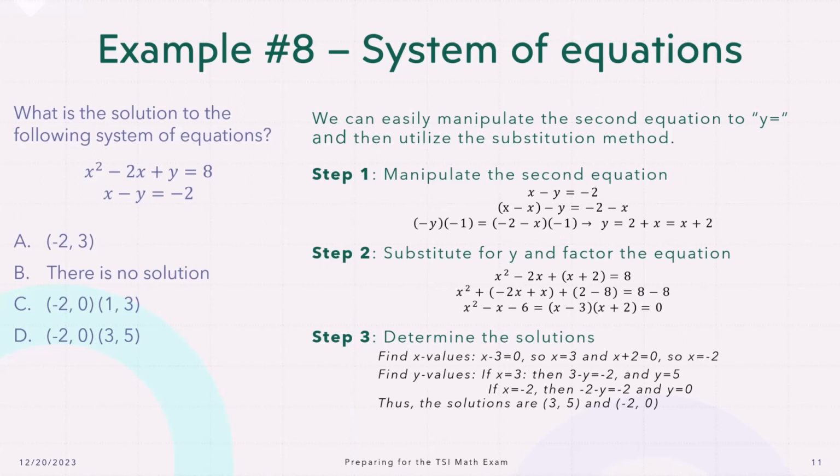Next we find the y values associated with those x values. If x is equal to 3, then we substitute that 3 back into one of the equations, and we'll take the simple one, x minus y equals minus 2. Substituting in a 3, we get 3 minus y equals minus 2, thus y is equal to 5. And if x is equal to negative 2, then negative 2 minus y equals negative 2, and y is equal to 0. From this, we see the solutions are x equals 3, y equals 5, and x equals minus 2, y equals 0. And that is answer D.